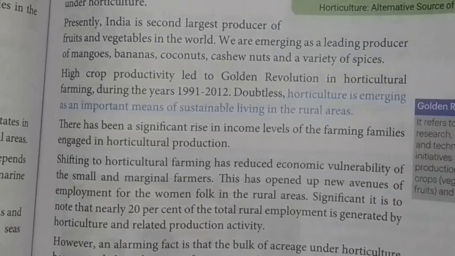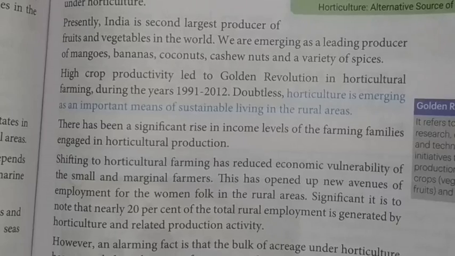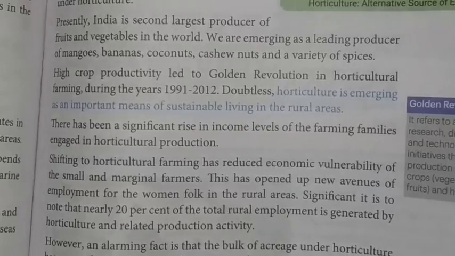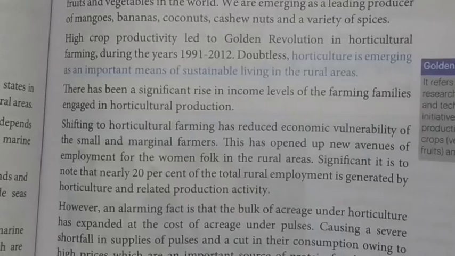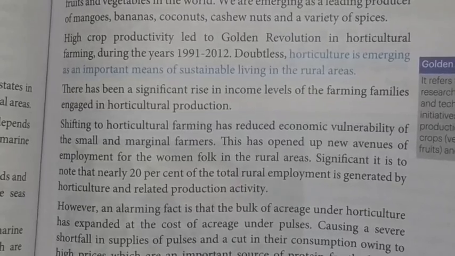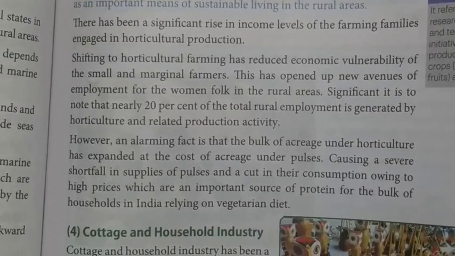Today, India is the second largest producer of fruits and vegetables in the world. We have done a lot of work in this field, especially in the production of mangoes, bananas, coconut, cashew nuts, and spices. High crop productivity led to the golden revolution in horticulture from 1991 to 2012. And that has become a very good source of earning for the rural people in the country.